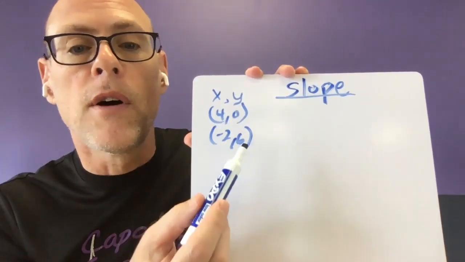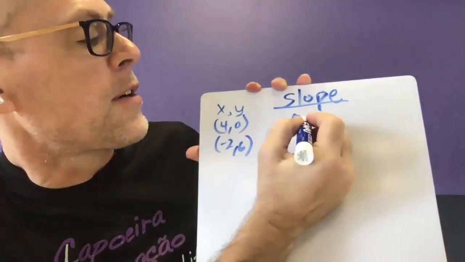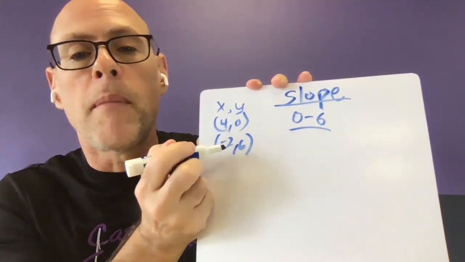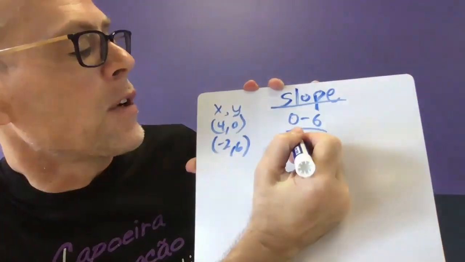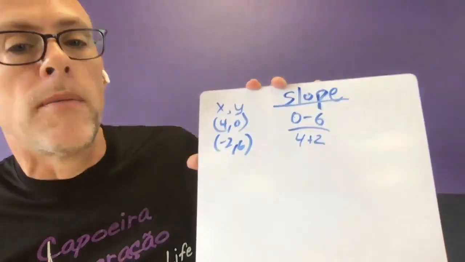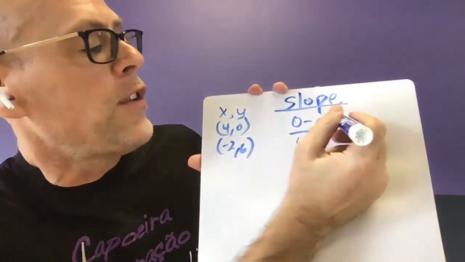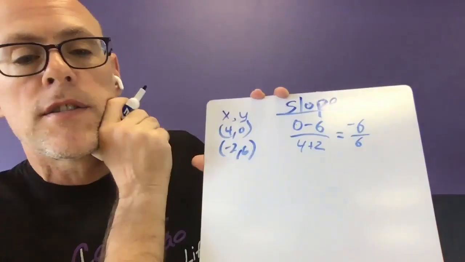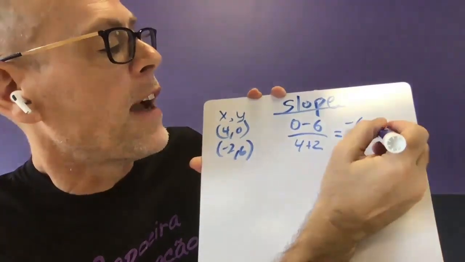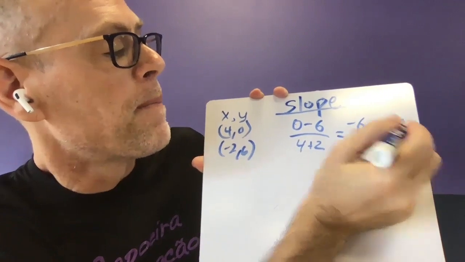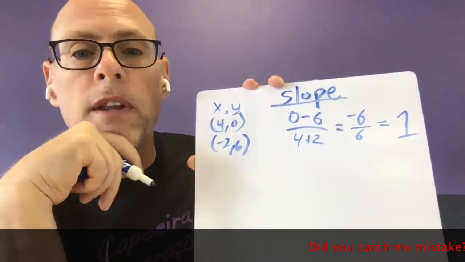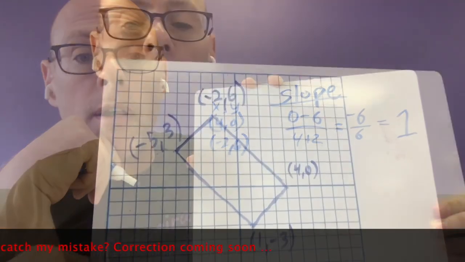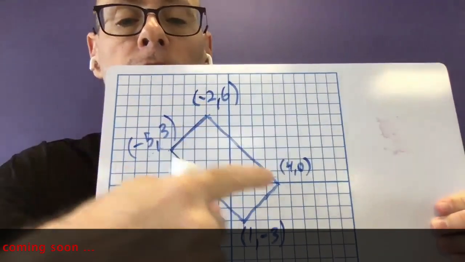So I'm going to do 0 minus 6, and then I'm going to put that over 4 minus negative 2, which I'm going to simply write as 4 plus 2. And if you see, that gives us negative 6 over 6, and we can simplify that to negative 1. All right? So this side simply has a slope of negative 1. Okay, so that was this side right here.